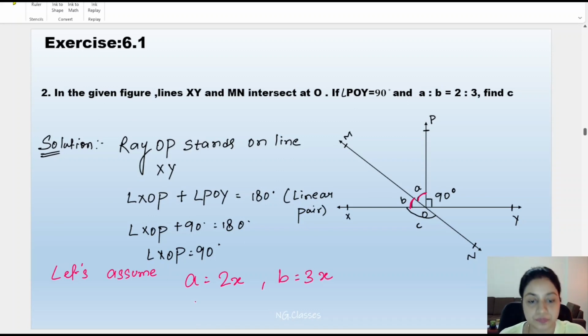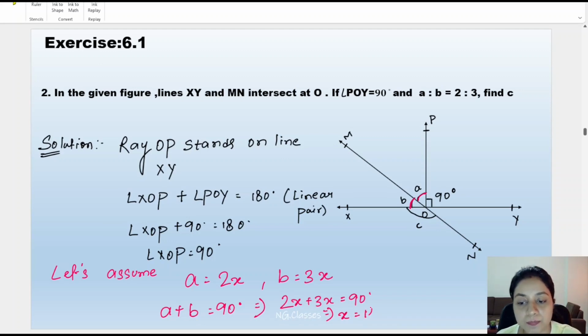All right. Now the sum of A and B has to be 90 degrees as we have got already. Which implies twice x plus thrice x is equal to 90 degrees, which will give the value of x as 18 degrees. From here we will get A's and B's part. So A, that is twice x, will be 36 degrees, and B, that is thrice x, when we multiply 3 with 18, will be 54 degrees. So we got A as 36 degrees and B as 54 degrees.